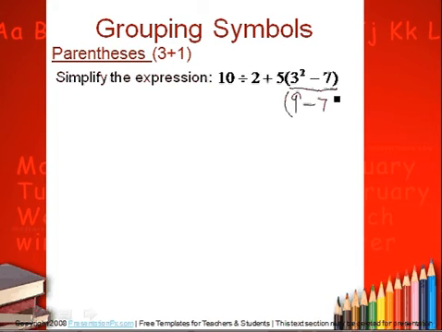And I'm going to rewrite everything, bring stuff down that has not been computed yet. Now I'm not done with the parentheses, so I still need to take care of that. 9 minus 7 is 2, so I'm going to rewrite that. 10 divided by 2 plus 5. 9 minus 7 is 2. I'm going to leave my parenthesis here.